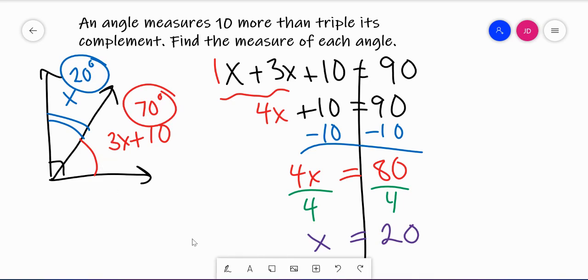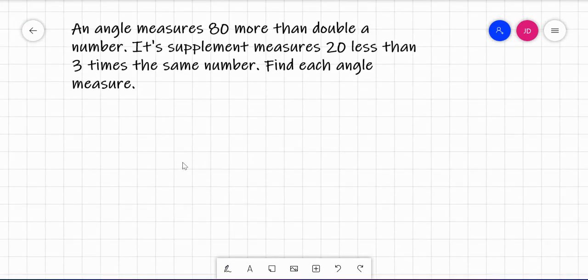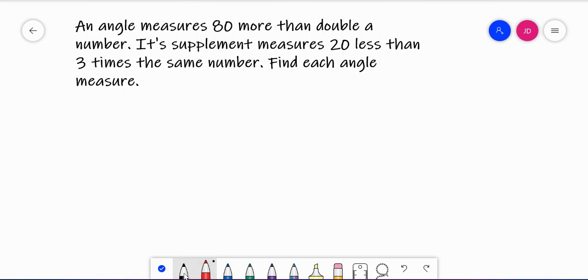All right, let's look at one more. An angle measures 80 more than double a number. Its supplement measures 20 less than 3 times the same number. Find each angle measure. Supplementary angles form a straight line, a linear pair. I'm just going to guesstimate, and this figure might not be drawn to scale. But there are two supplementary angles: we have this one, and then we have this one.